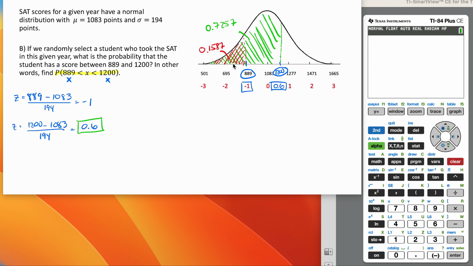So I'll shade that in hot pink here. I need to know the area in hot pink because the area that is shaded in pink is where we're going to find all SAT scores that are between 889 and 1200.